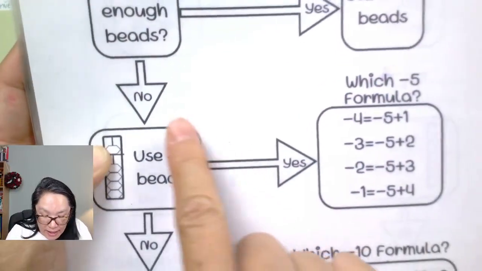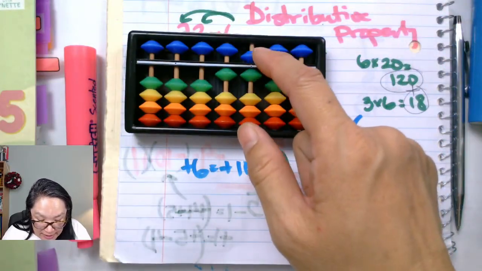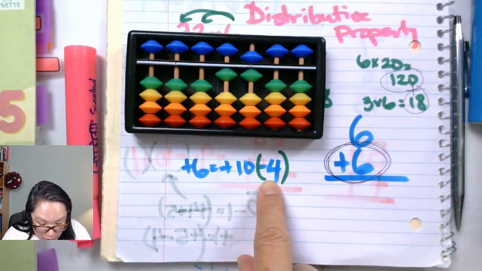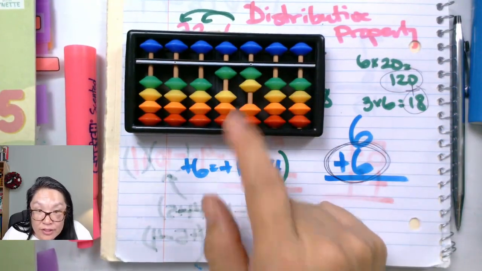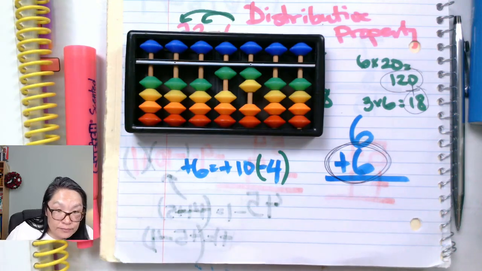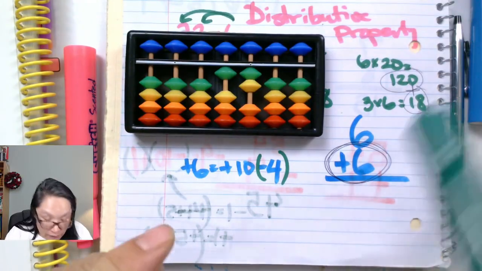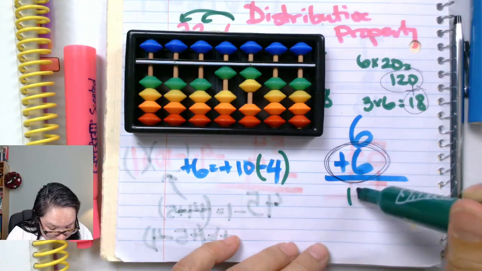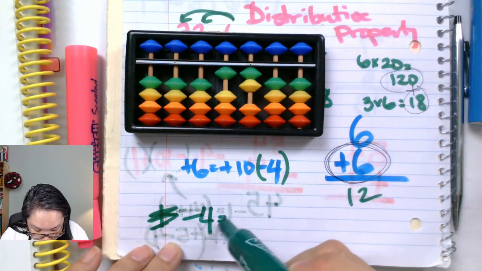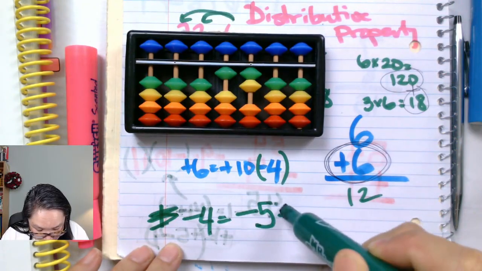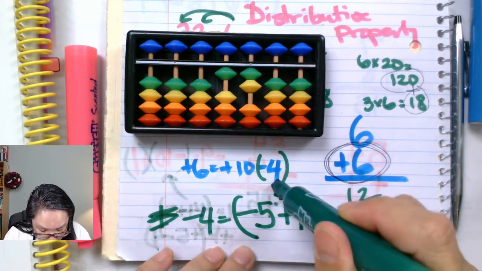Can I use the 5? Can I take away the 5? Yes, I can take away the 5. So I'm going to minus the 5 plus the 1. My final answer is 12. Because what did I do? I said minus the 4 is equal to minus the 5 plus the 1, and then this gets substituted into here.